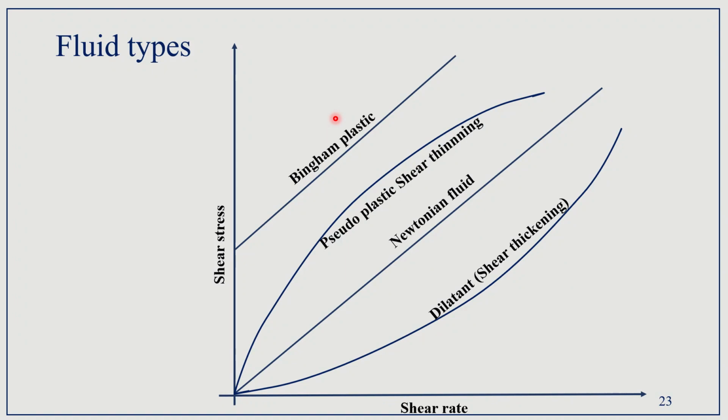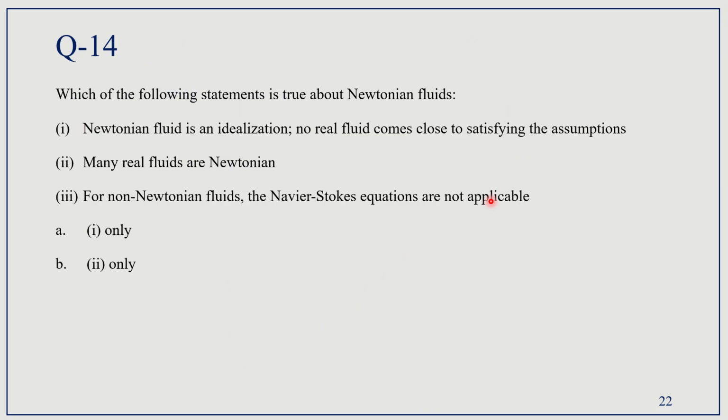So since we know now that shear stress is not directly proportional to shear rate for non-Newtonian fluids, all these three, Bingham plastic, pseudoplastic and dilatant, come under the non-Newtonian fluids. Shear stress is not proportional to shear rate and the viscosity would be a complex relation. So using the Navier-Stokes equation to solve these is not possible. For non-Newtonian fluids, the Navier-Stokes equation is not applicable. That is what we have seen in this particular slide.